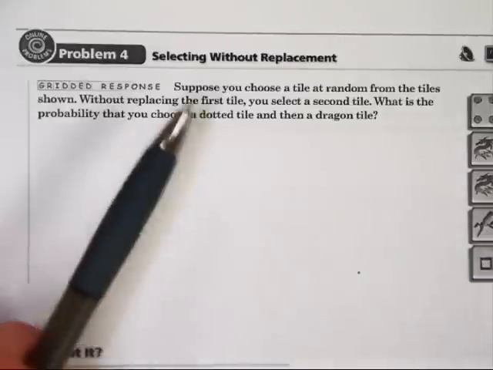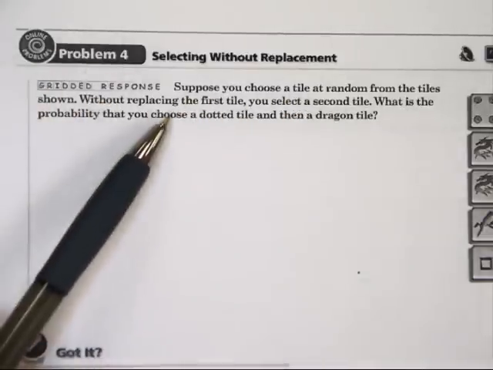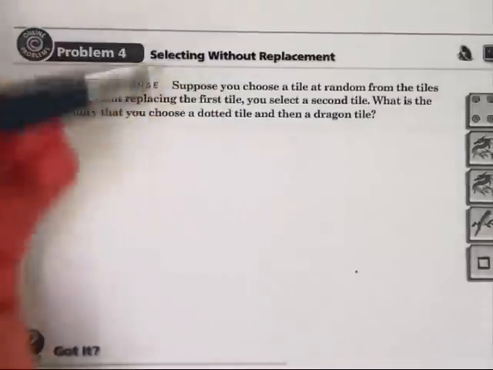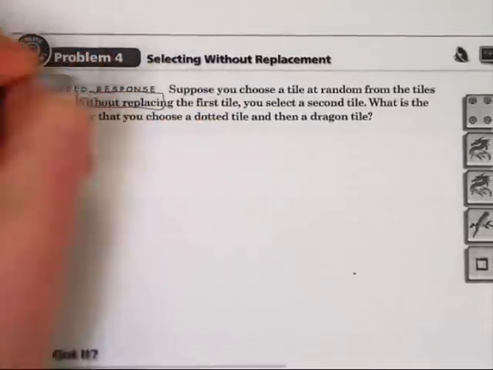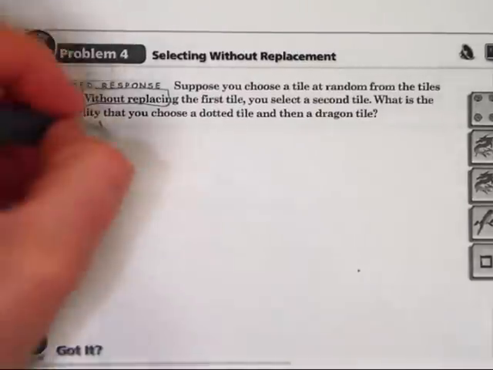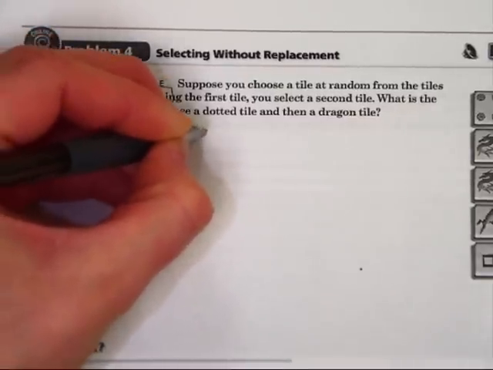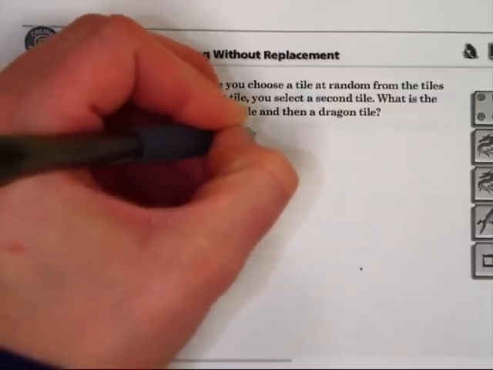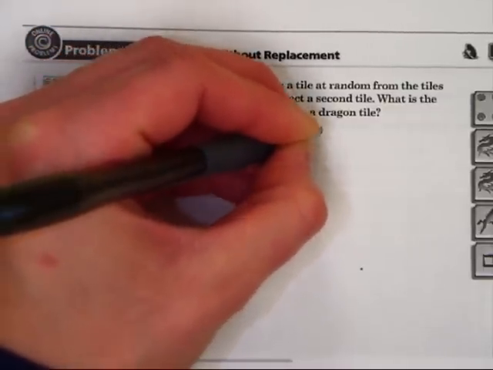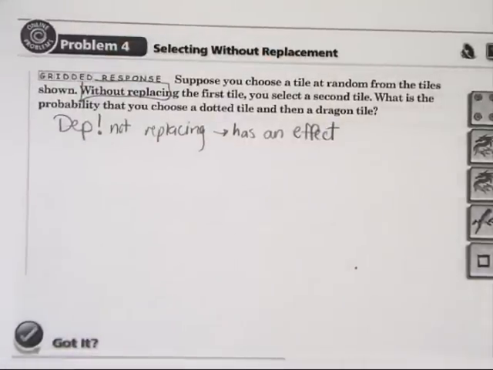Problem 4. Suppose you choose a tile at random from the tile shown without replacing it. That's going to be very important. Now we are not replacing. That makes this one dependent. Okay, and you can write not replacing. Okay, therefore it has an effect. You select a second tile. What is the probability that you choose a dot and then a dragon now?